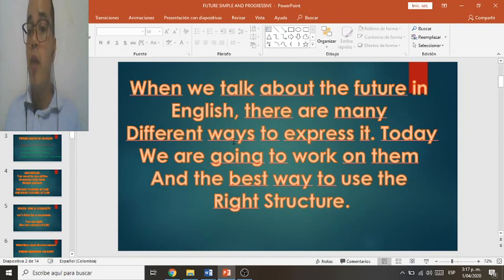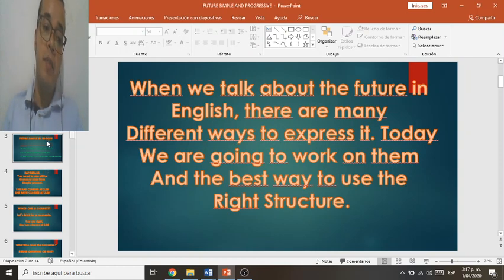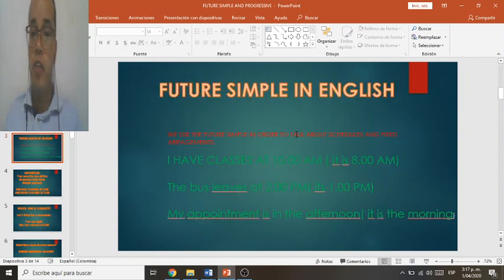When we talk about the future in English, there are many different ways to express it. Today we're going to be working on them. What's the best future to use depending on the context? Which structure do we need to use so that we can do it properly, as native speakers do? So let's begin with the future simple. Okay, let's take a look.